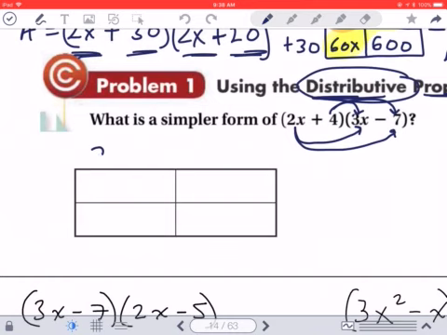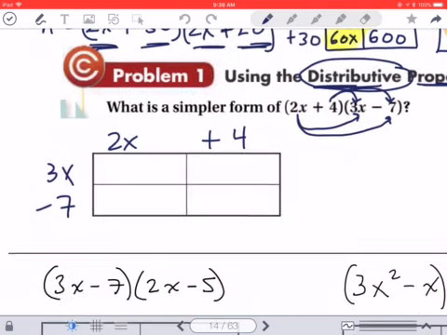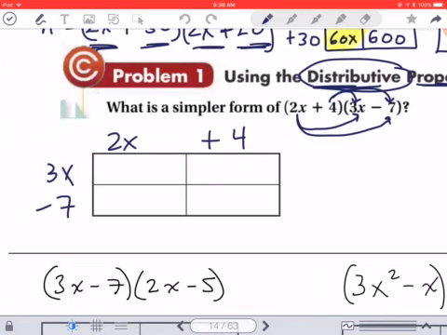So I have 2x plus 4, and I have 3x minus 7. You can think of this as length times width, and then inside the box will be the area. And I'm going to multiply. So top left here, 2 times 3 is 6, and x times x is x squared. And I have 3x times 4 is 12x. And then I have 2x times negative 7 is negative 14x. And I have negative 7 times 4 is negative 28.